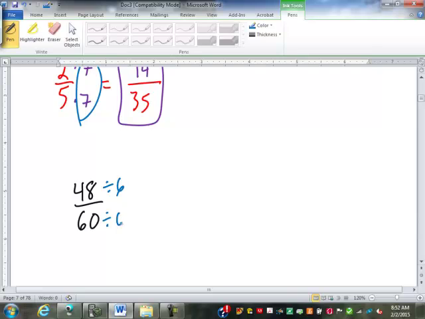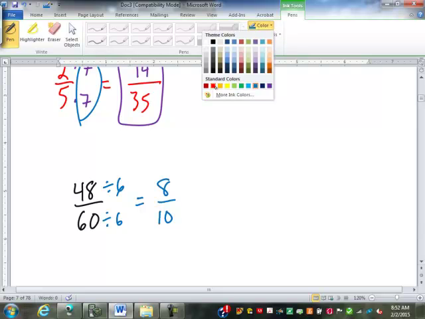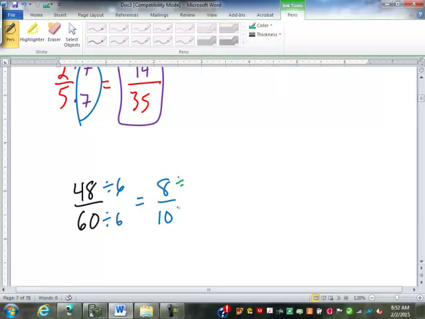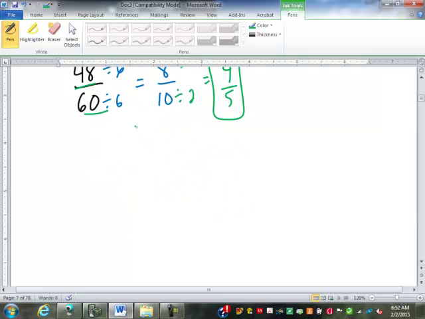6 will work. 48 divided by 6 is 8. 60 divided by 6 is 10. Are we done? No, each of those can still be divided by 2. That gives us 4/5. You were always taught that you had to find the largest number that goes into both the numerator and denominator. It's not true. You could have started out by dividing by 2 and just kept going. Oftentimes, if you find one number that you can divide them both by, as you get them smaller, it's easier to see what else they can be divided by.